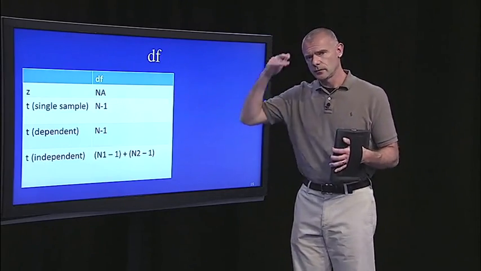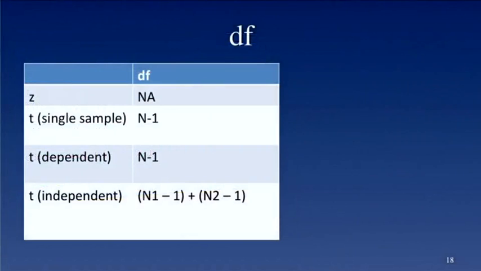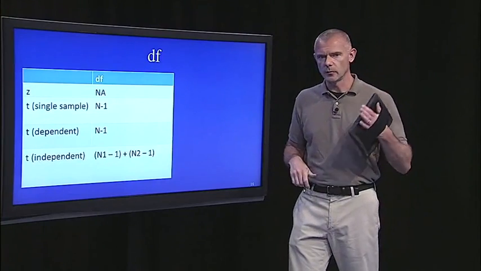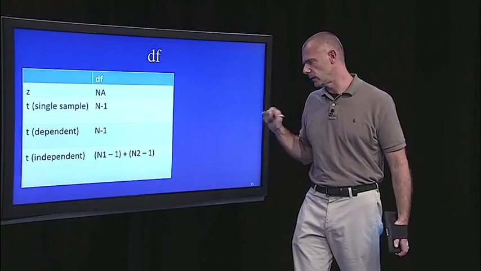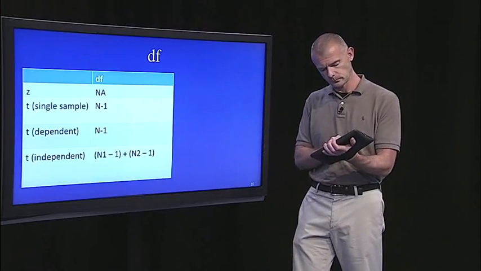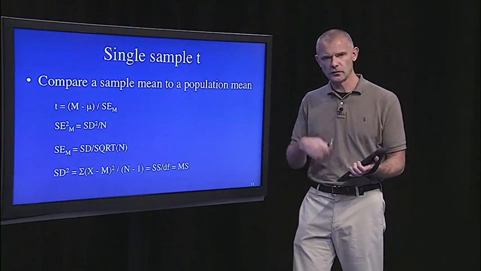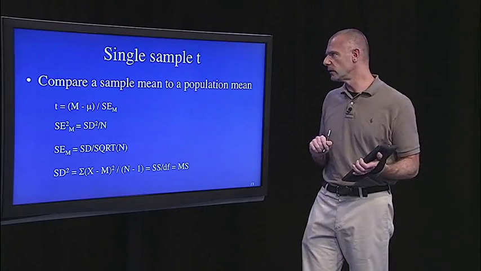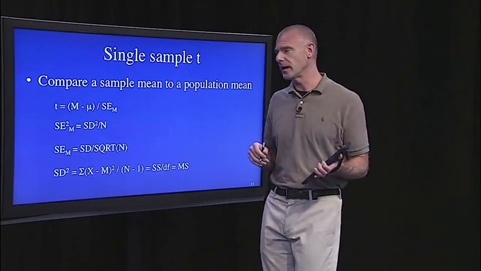So with a z-test, you don't have to worry about degrees of freedom. You have the population parameters. Single sample t, it's just number of people in the sample minus 1. Dependent t, same thing, because you're looking at difference scores. Independent t, it's the number of people in the first group minus 1 plus number of people in the second group minus 1. So let's just do one example of a single sample t, and that will wrap up this segment.